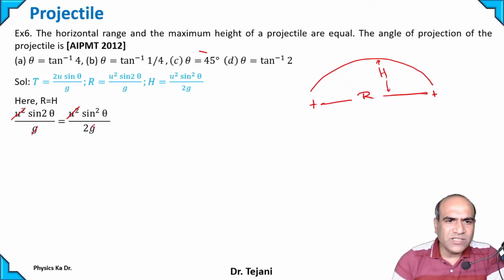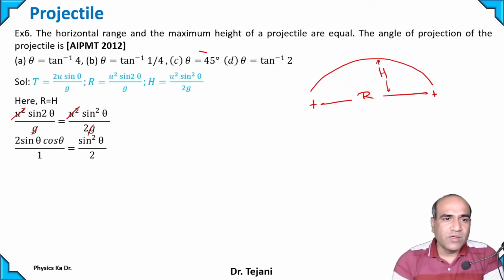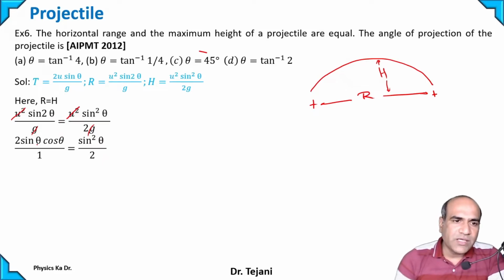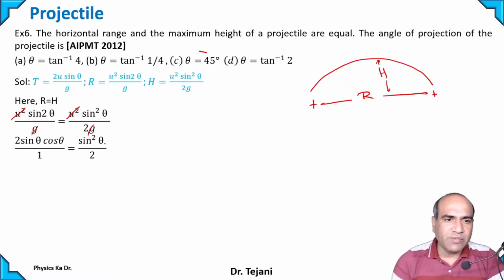Can we cancel out 1g? Of course. So it becomes sine 2 theta. We can write 2 sine theta cos theta. One sine can be cancelled out. So it can move to the opposite side: 4 cos theta. One sine is cancelled out, one sine remains.